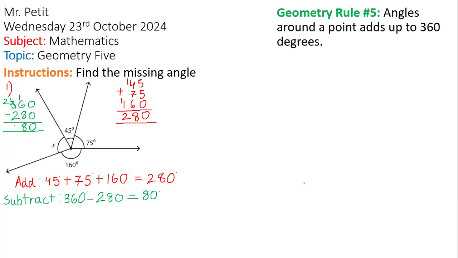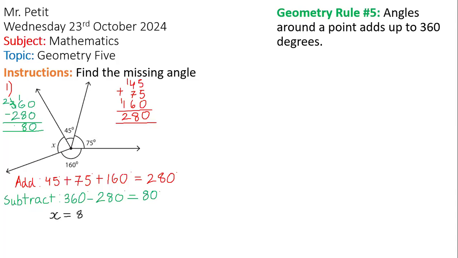All right, so do we understand how we got 80? How many of y'all understand how we got 80? Yes, sir. Okay, so x is equal to what? 80. x is equal to 80 degrees.